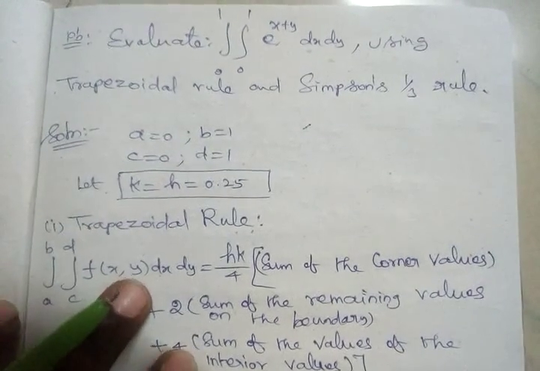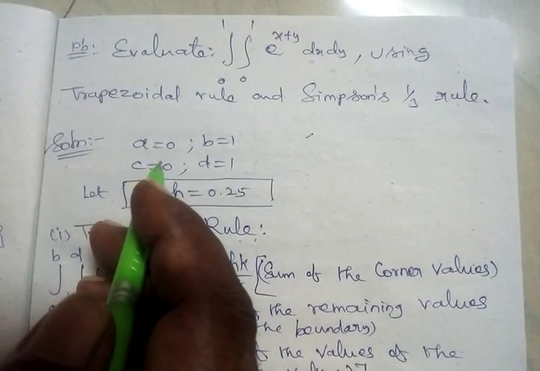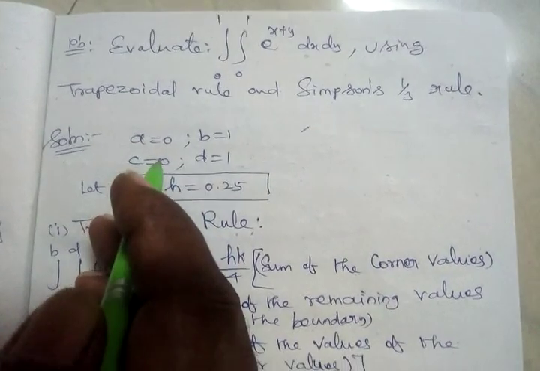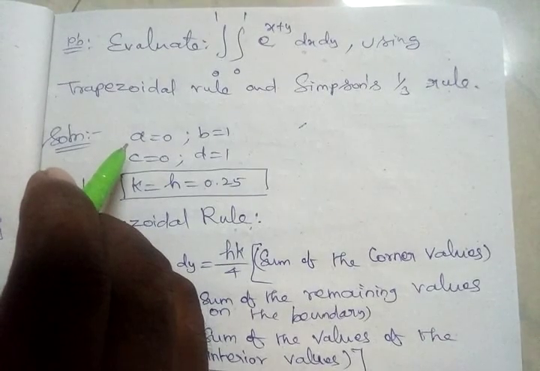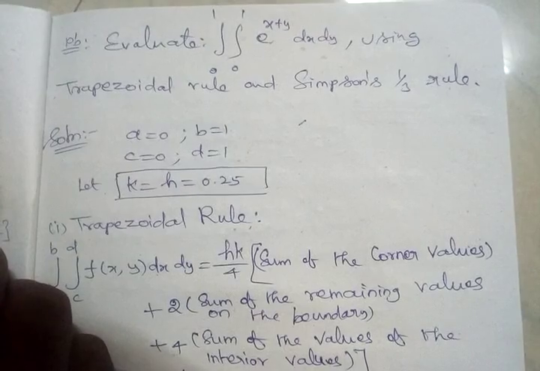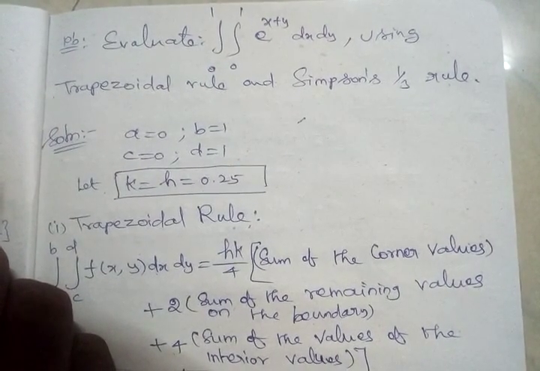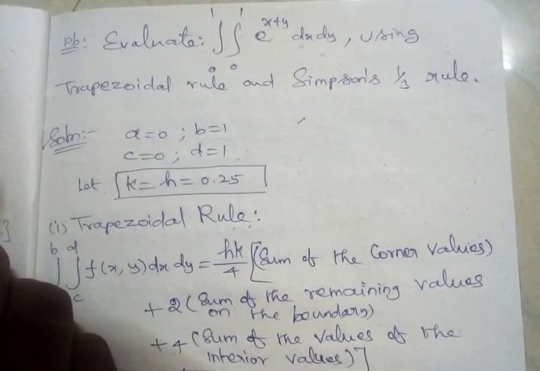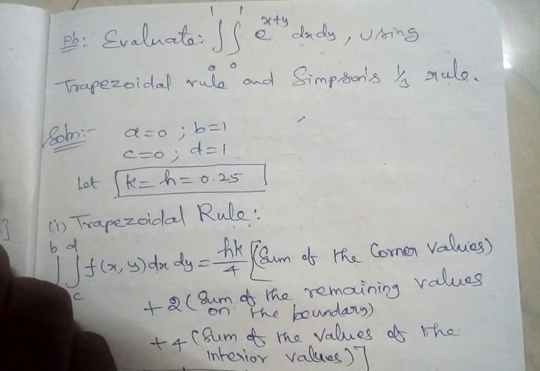Dear student, today we are going to discuss double integration using the trapezoidal rule and Simpson's rule. How to solve this double integration using the trapezoidal rule and Simpson's rule? It is very simple to solve this problem. First of all, we have to take the limits of both integrals. What are the limits we are given for both? We are given lower limit 0 and upper limit 1.